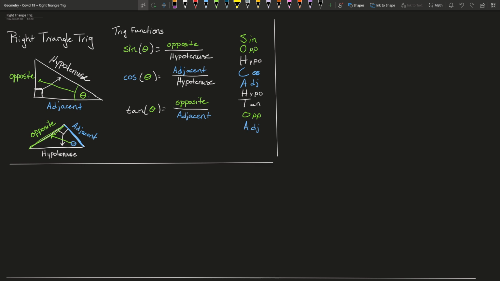A couple things I want to do today. I realized people were having a little bit of trouble with the R1 IXL. That's okay. I wanted to review a couple of things that will help you get that finished.